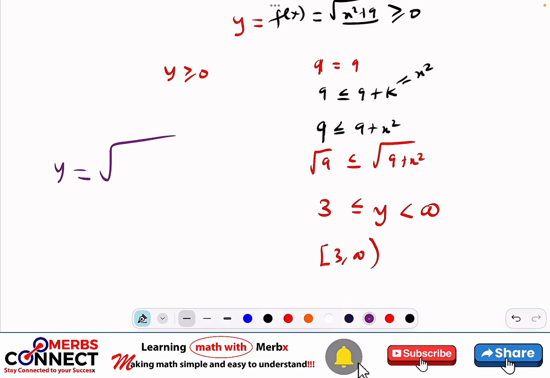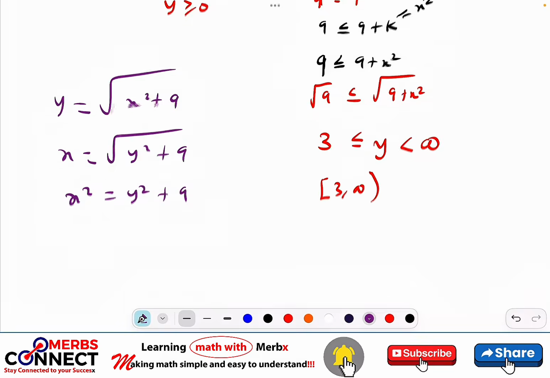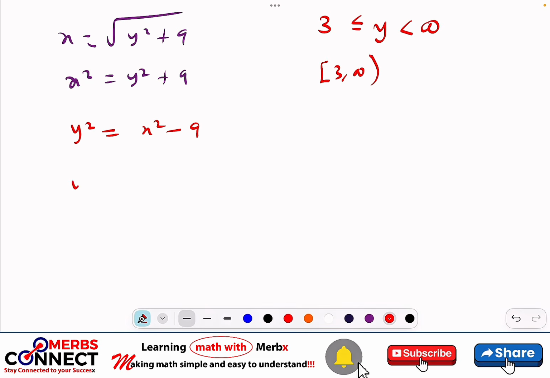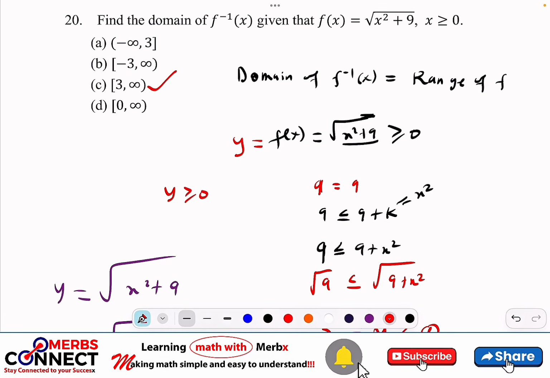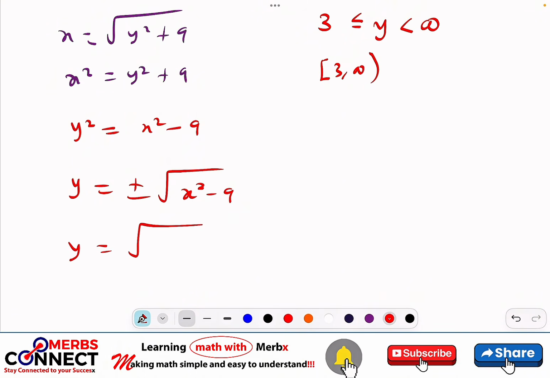So y is equal to square root of x squared plus 9. So interchange x and y, and then square both sides. x squared is equal to y squared plus 9. We will try to make y the subject. y squared is equal to x squared minus 9. And then making y the subject is going to give us plus or minus square root of x squared minus 9. But remember that x is positive, so there's no way we are going to get negative. So it means that the negative side will go away and we have square root of x squared minus 9.